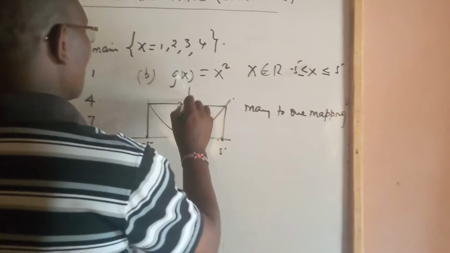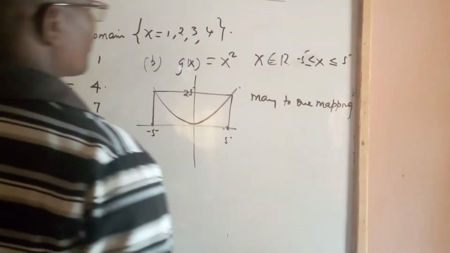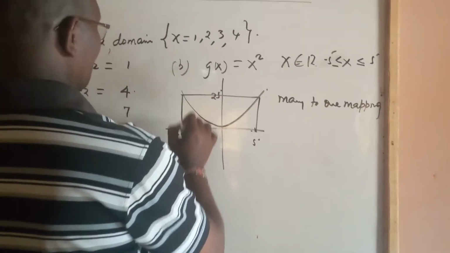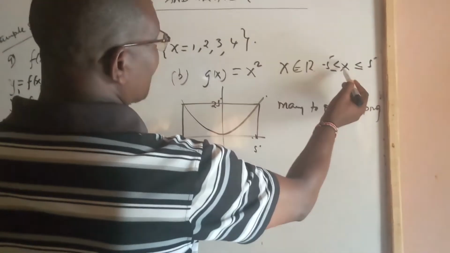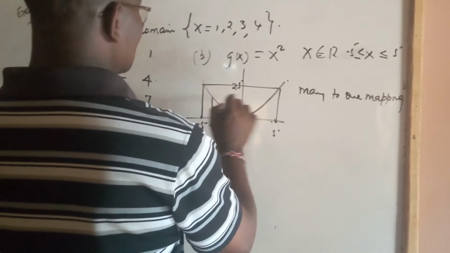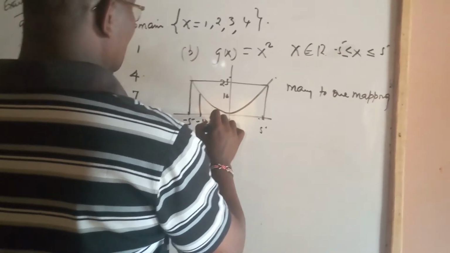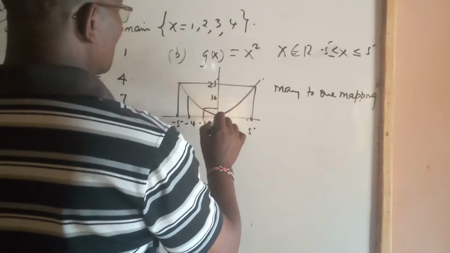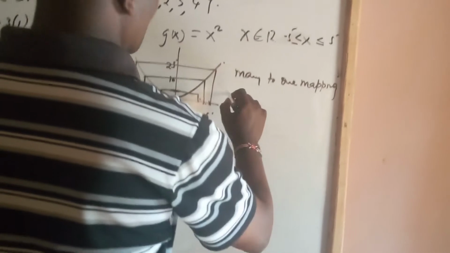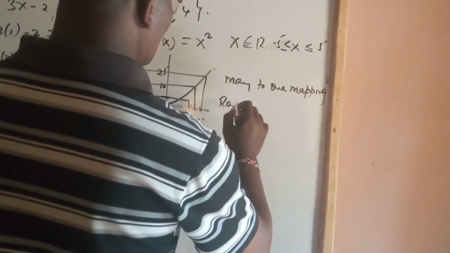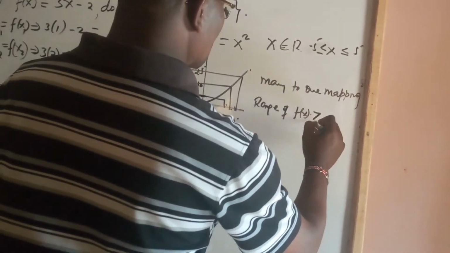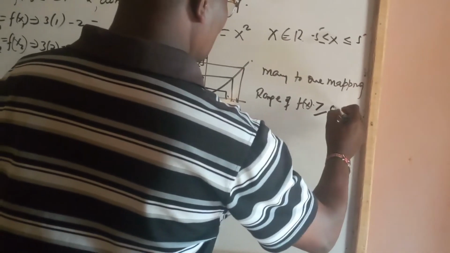In both cases, y is 25, because you can see when x is greater than minus 5, let's say minus 4, you can see y is 16. When it is minus 3, y is 9. When it's 0, y is 0. And all this can be reflected on both sides. So the range of g(x) is greater than or equal to 0.